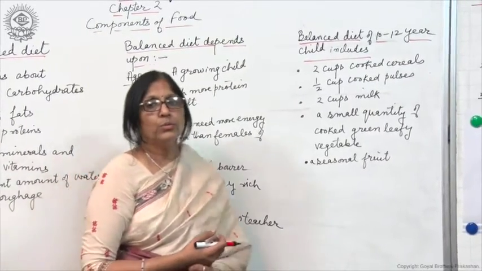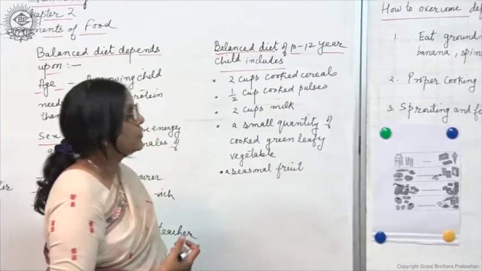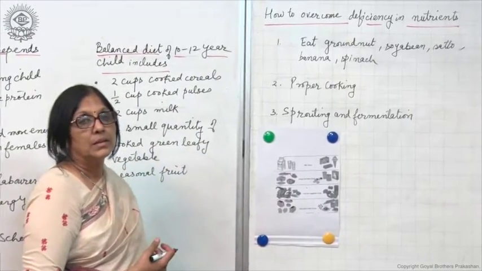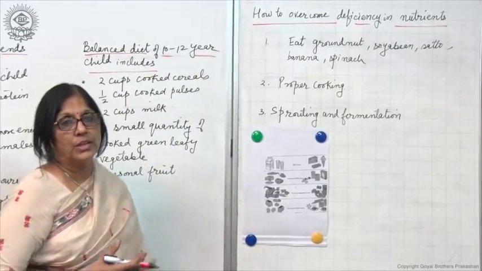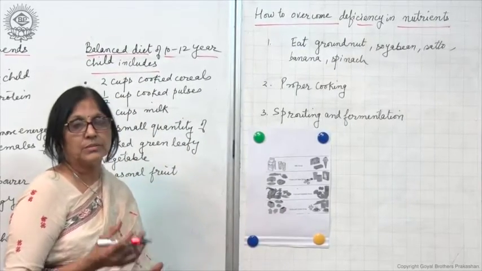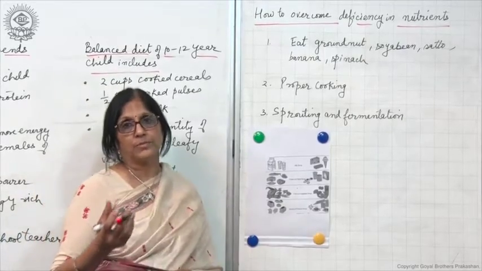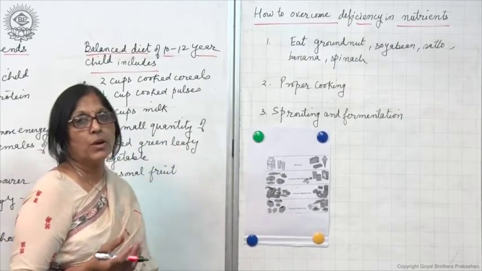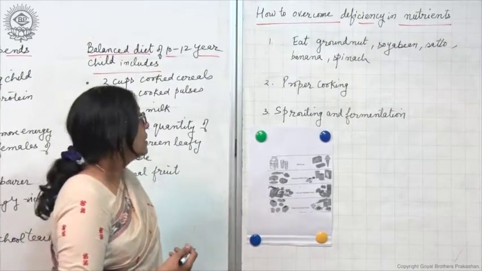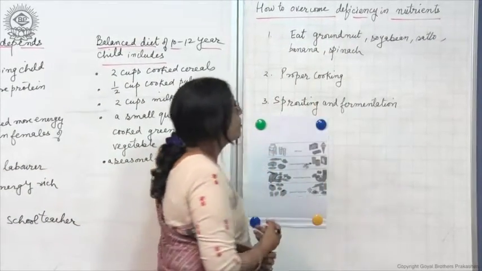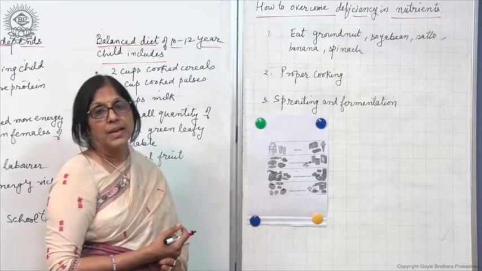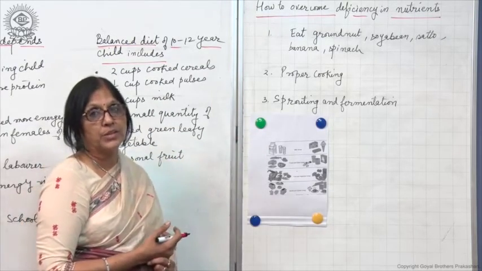Now, let us see how to overcome the deficiency in the nutrients. It is always not necessary to eat very expensive, costly food. You can always take simple, inexpensive food, which has equal amount of, or rather more amount of nutrients than an expensive food. One can eat groundnut, soybean, sattu, banana, spinach. These have more nutrients as compared to very expensive grapes and apples.